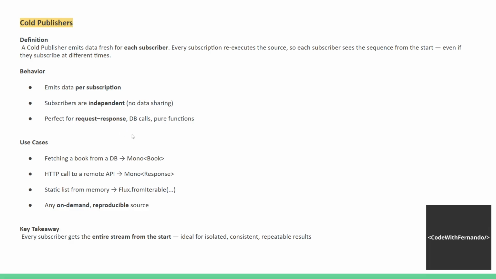Use cases, when to use cold publishers. When fetching a book from a database, Mono from a book, HTTP call to a remote API, a static list from memory, any on-demand reproducible source. So what is the key takeaway that you must understand in here? Every subscriber gets the entire stream from the start. This is ideal for isolated, consistent, and repeatable results.